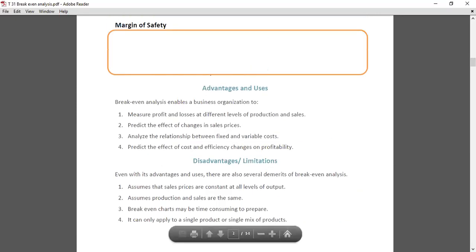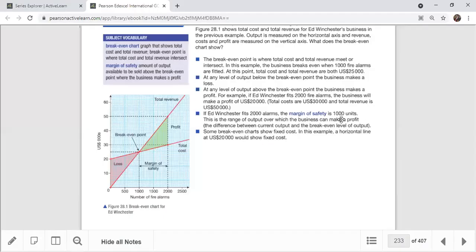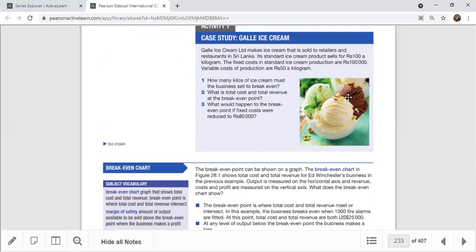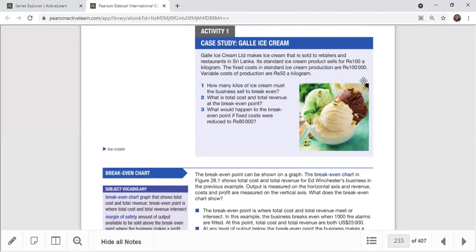Now, if you go to the textbook, we can see a nice case study. It's a Sri Lankan case study called Galle Ice Cream. So we'll discuss that question. Galle is in the southern province of Sri Lanka, the capital of the southern sector. The firm makes ice cream sold at retailers and restaurants in Sri Lanka.